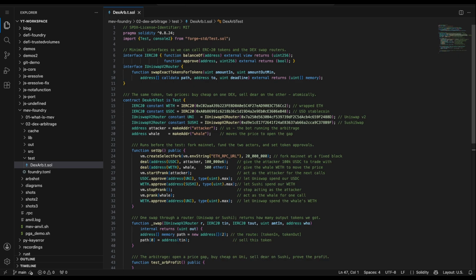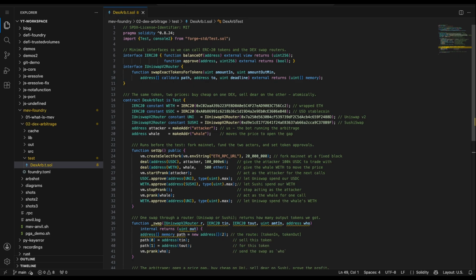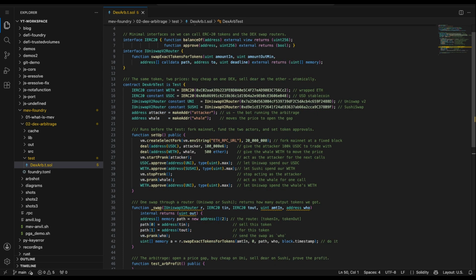Next, a small helper, so we don't repeat ourselves. Given a router, an input token, an output token, and an amount, it does exactly one swap: build a two-step path, tell the router to swap this much, and return how much came back. One clean function we'll call 3 times.